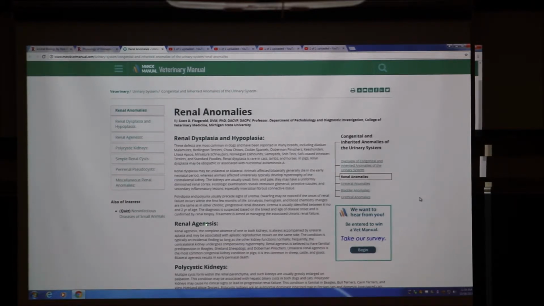Agenesis basically means no growth. So the complete absence of one. And then you have aplasia. Again, aplasia and agenesis is very close to the same meaning.